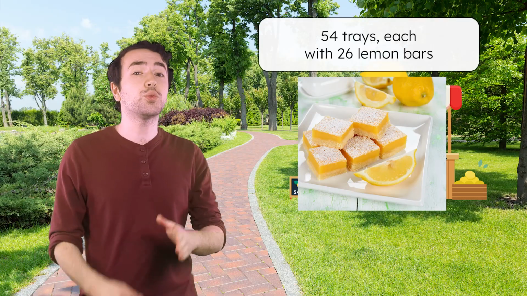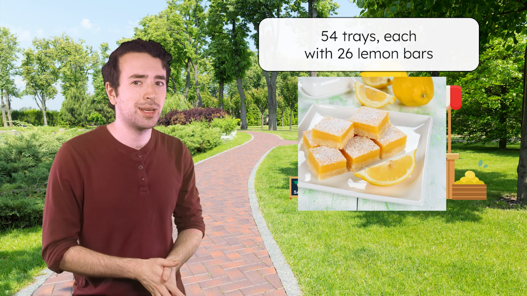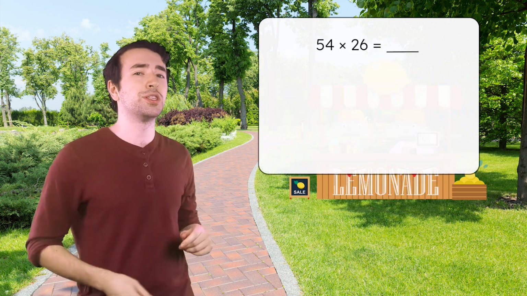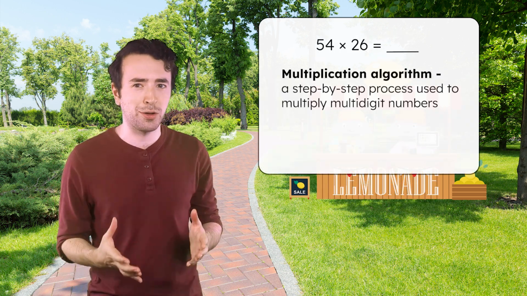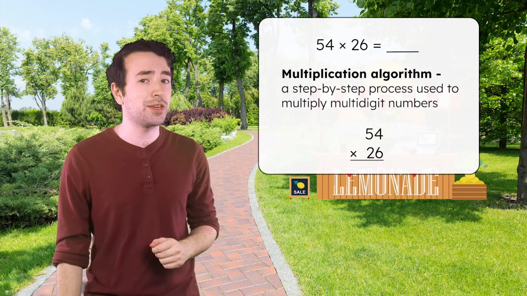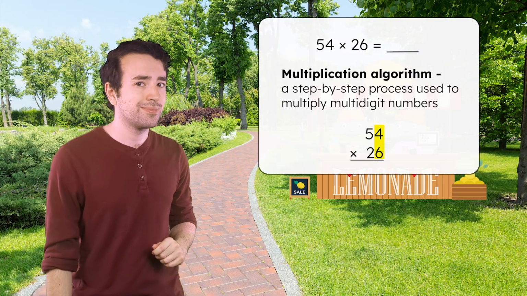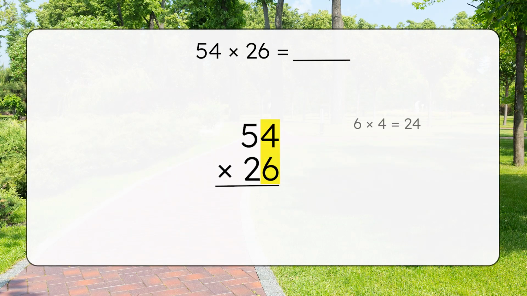For their third upgrade, Ren and Mia are buying 54 trays of lemon bars, each with 26 sweet treats. Let's practice multiplying these two-digit factors using the multiplication algorithm. We'll line up the numbers by place value and start in the ones place. 6 times 4 equals 24. We record the 4 ones in the ones place and regroup the two tens, just like how we regroup with the addition algorithm. Next, we multiply 6 times 5 tens, which equals 30.